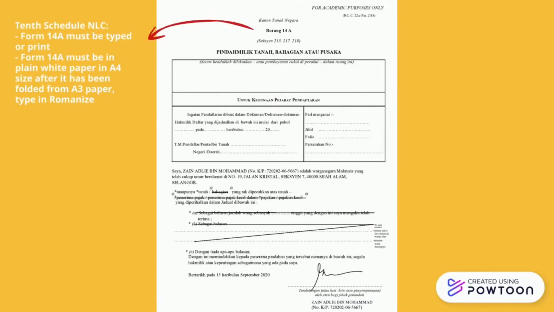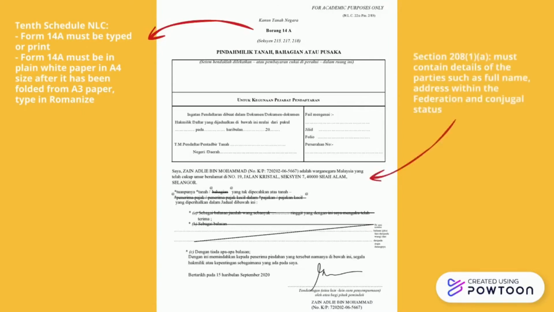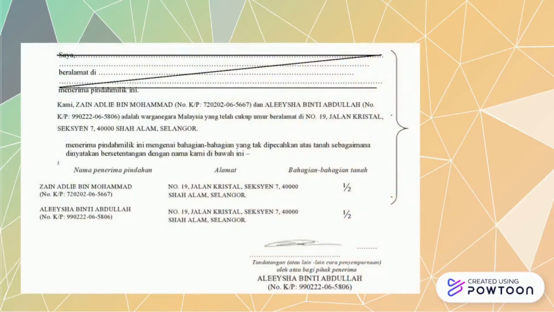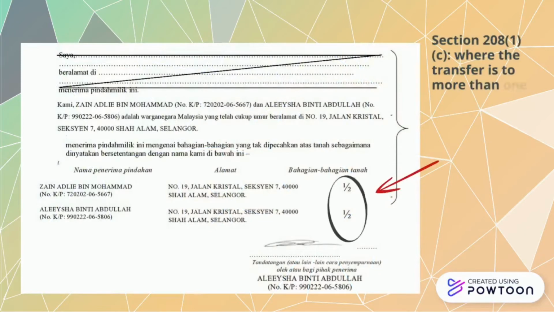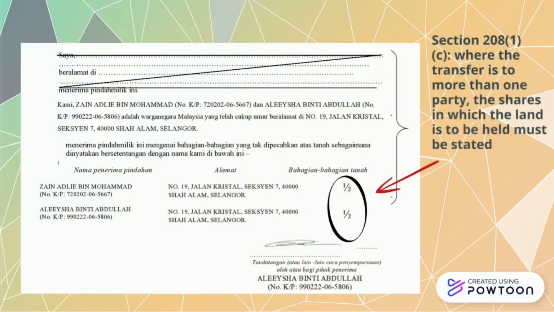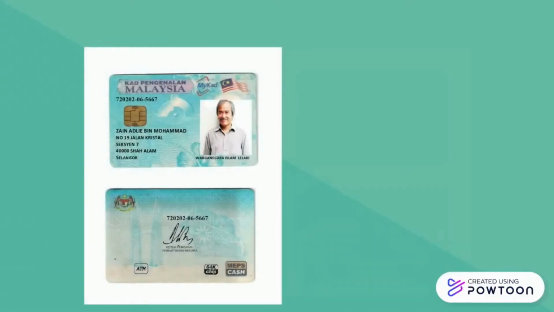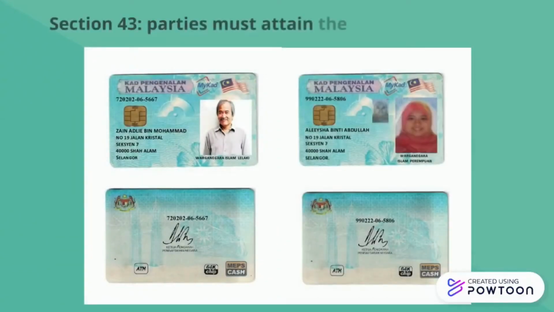Zain and Alicia must fill in their details such as full name, address and conjugal status according to Section 208(1)(a). Under Section 208(1)(c), Zain must state that he wishes to transfer half of the land to him and Alicia, as we can see in the form. A copy of the IC must be attached as proof that the parties have reached the age of majority.